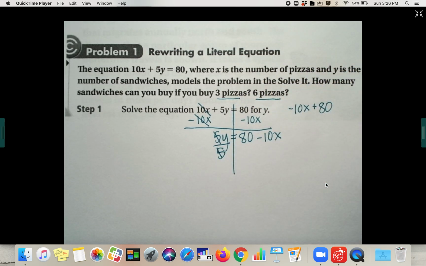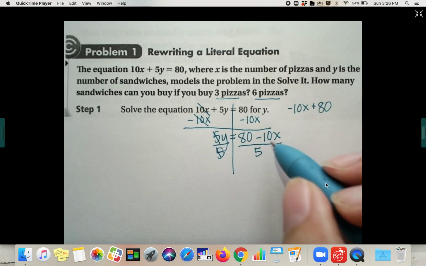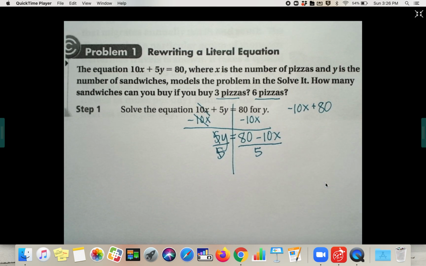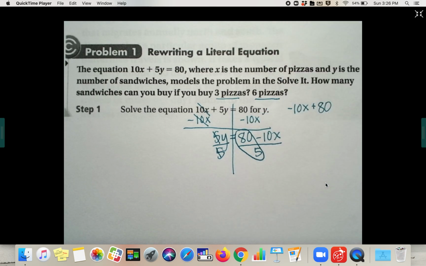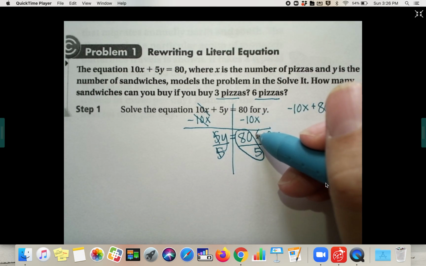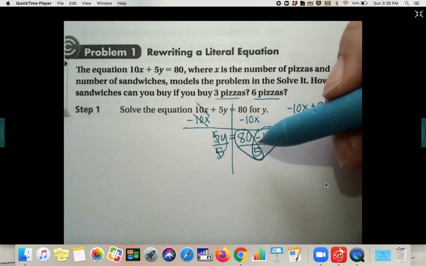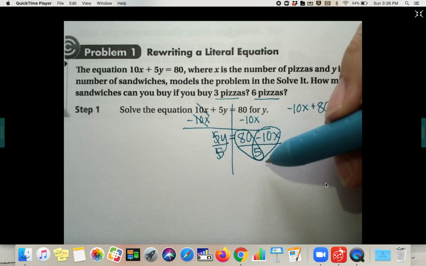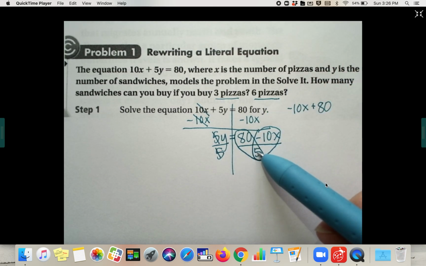On the left, they cancel and go away, but when you divide the right side by 5, you're dividing both terms by 5, which is different and new. So when you divide both sides by 5, you're going to divide the 80 by 5, and you're going to divide the negative 10x by 5. I like to circle both of these parts. It kind of makes like a little heart. And so you just remember to divide both things by 5.